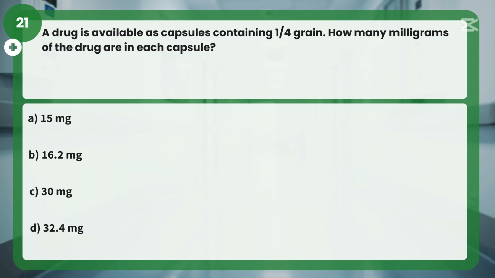Question 21. A drug is available as capsules containing 1/4 grain. How many milligrams of the drug are in each capsule? A. 15 milligrams. B. 16.2 milligrams. C. 30 milligrams. D. 32.4 milligrams.